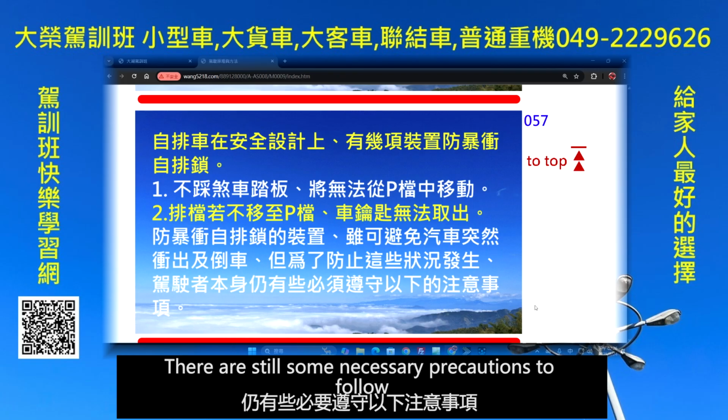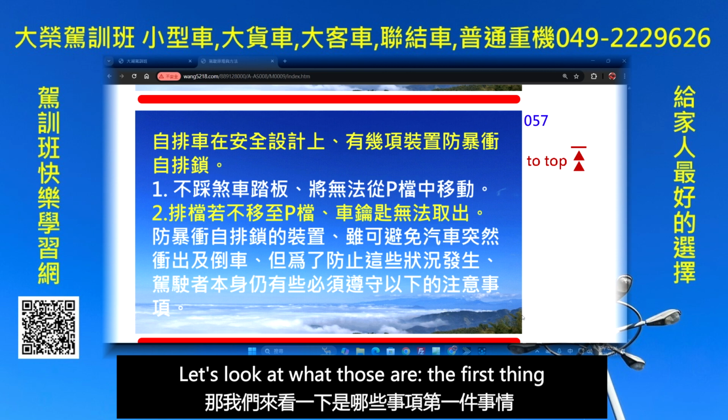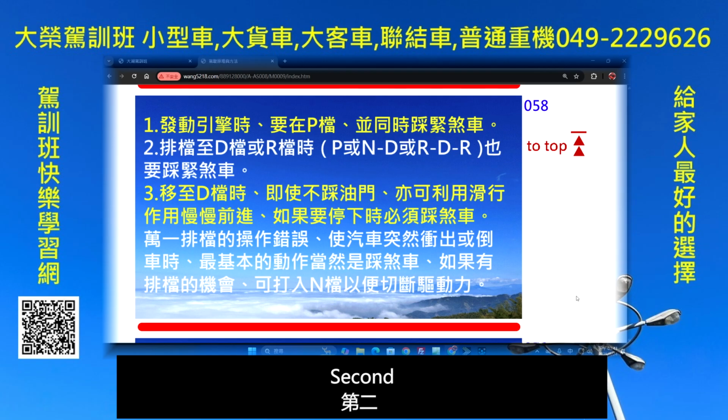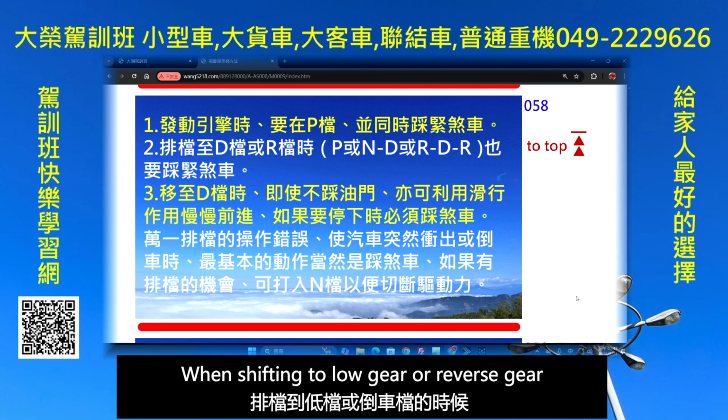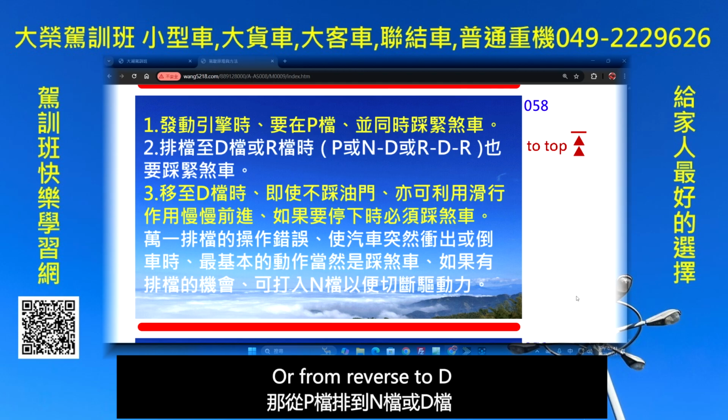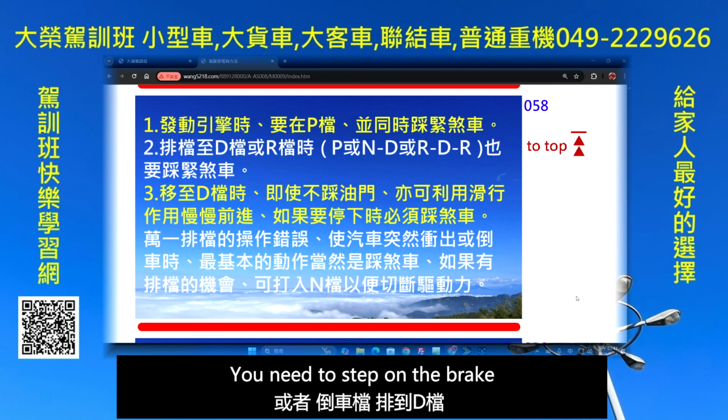When shifting from P to N or D, there are still some necessary precautions to follow. Let's look at what those are. The first thing, when starting the engine, you must press the brake. Second, when shifting to low gear or reverse gear, or from reverse to D, you also need to step on the brake.